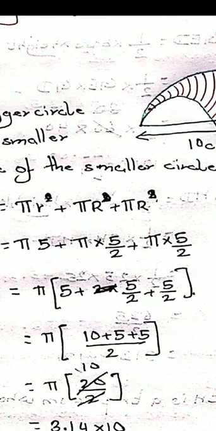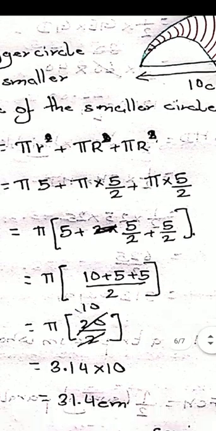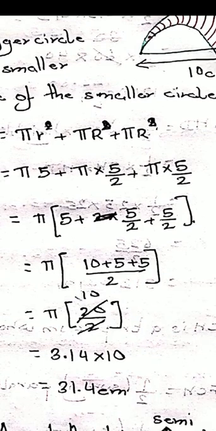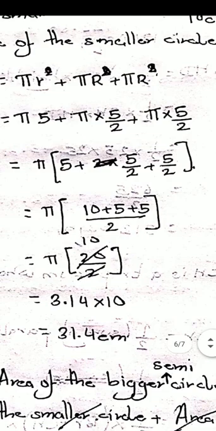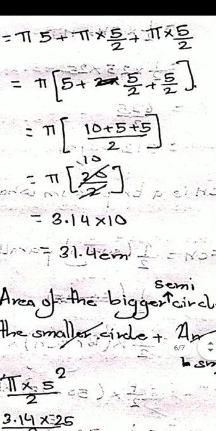So pi into 5, r is 5. In the second, for the smaller case, it will be 5 by 2. So that's why I'm doing pi into 5 plus 5 by 2 plus 5 by 2. Doing all these calculations, you will get 3.14 into 10, that is 31.4 centimeter.